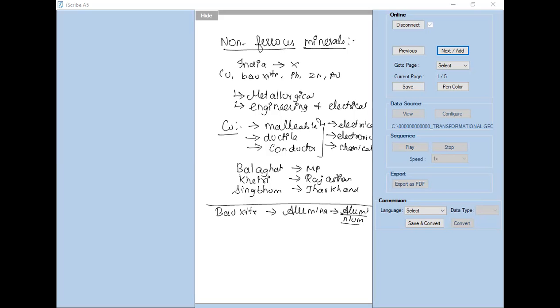Actually, aluminium is a very, very important metal. That's why we are studying about bauxite. But we have to understand that aluminium is extracted from several ores, and bauxite is one of the important ores by which we get aluminium. So in what method are bauxite minerals formed? Do you remember?